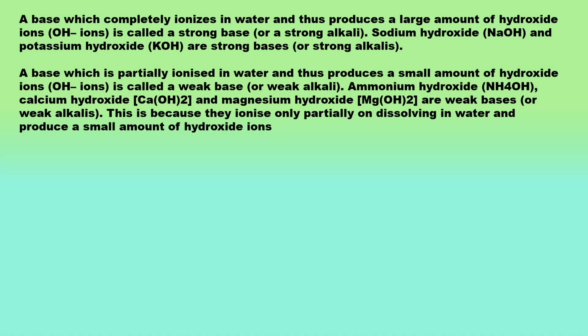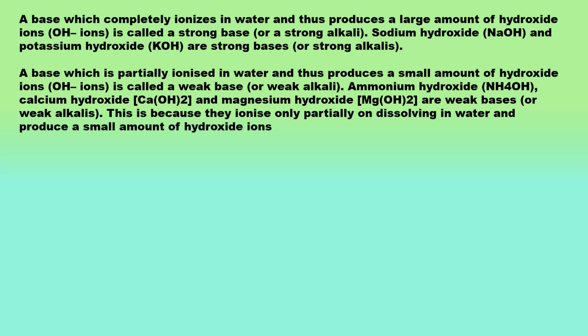A base which completely ionizes in water and thus produces a large amount of hydroxide ions, or OH⁻ ions, is called a strong base, or a strong alkali. Sodium hydroxide, NaOH, and potassium hydroxide, KOH, are strong bases, or strong alkalis. This is because they completely ionize on dissolving in water to produce a large amount of hydroxide ions.